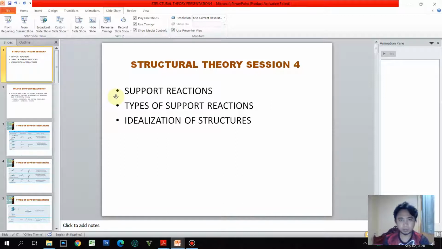Okay, welcome to our session 4. So today we are going to learn about support reactions, types of support reactions, and idealization of structures.